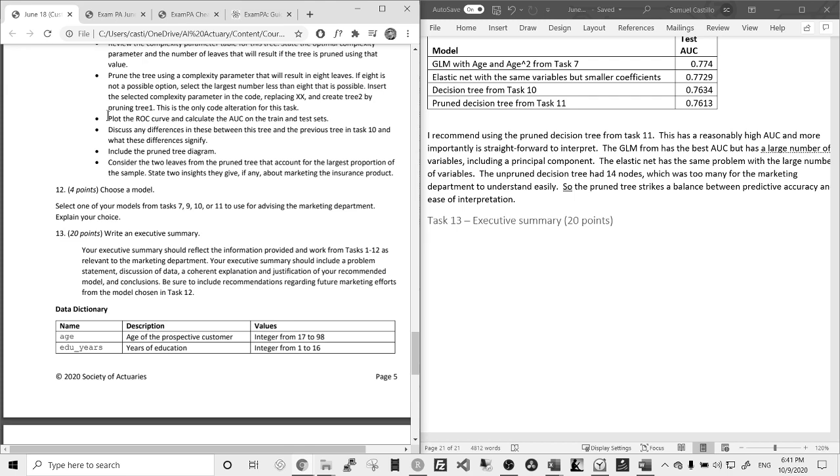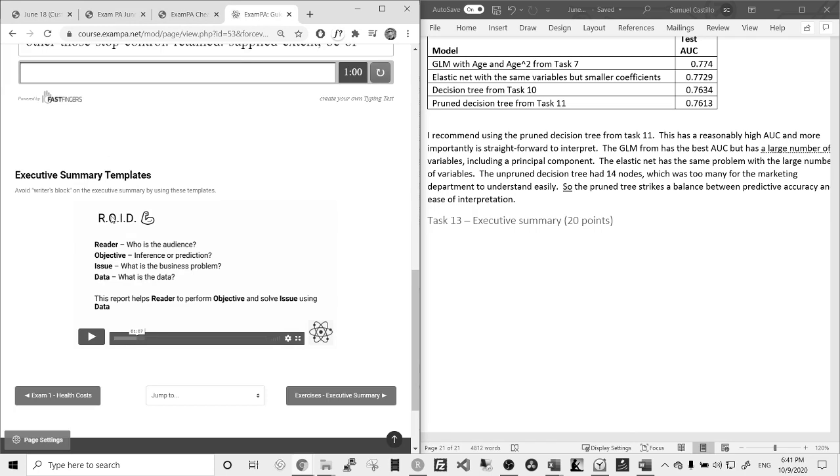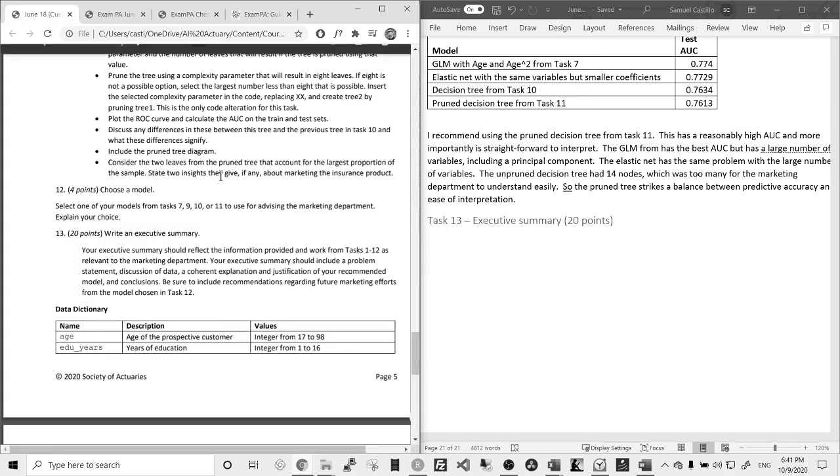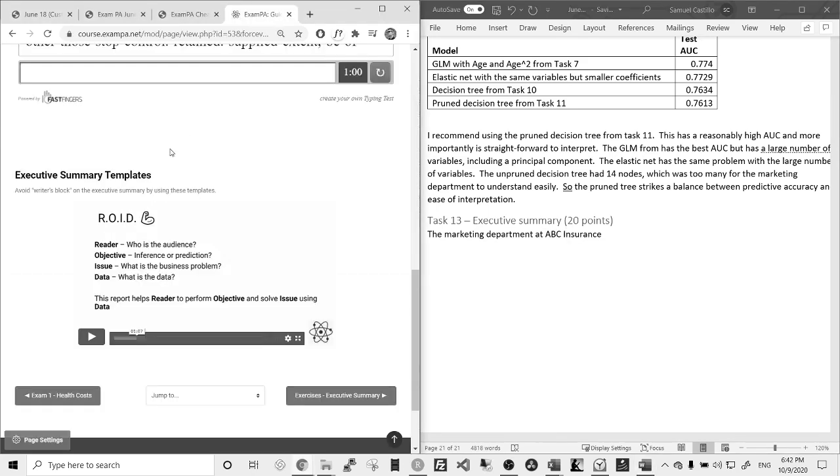You can avoid writer's block by remembering a simple formula that is ROID. This stands for Reader, Objective, Issue, and Data. The reader, in this case, who is the audience? That is the ABC. So if you go back to the project statement, you can see ABC Marketing Department. So the marketing department at ABC Insurance, and then objective is either inference, which is trying to understand the problem, or prediction, which is making really accurate model estimates.